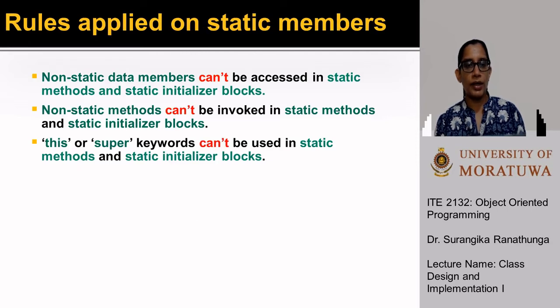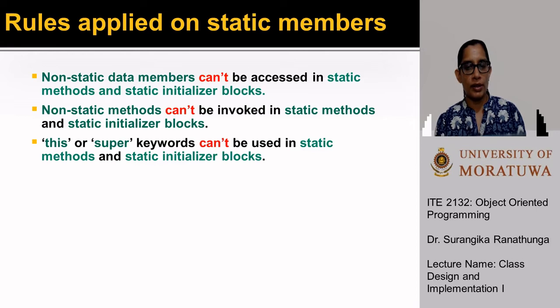So there are some rules that are applied to static members. You may not remember this just by reading or listening to me, but when you start to program with these static members, you will learn these rules by yourself, because if you don't adhere to these rules, you will get compiler errors. And with the tooltips, you can figure out what is wrong. The first rule is that non-static data members can't be accessed in static methods. That means instance variables cannot be accessed inside the static method.